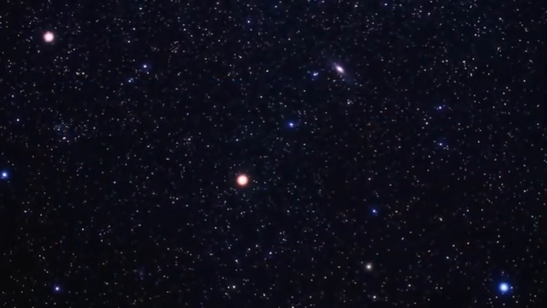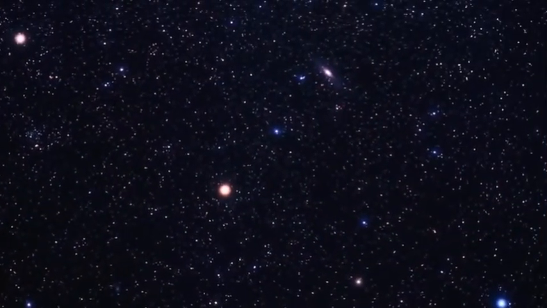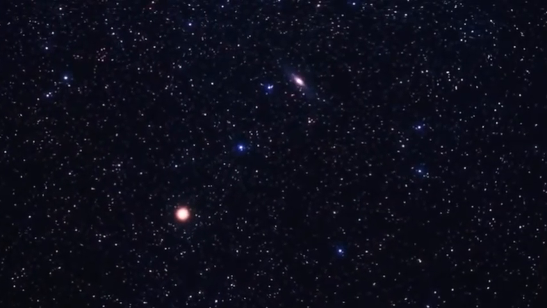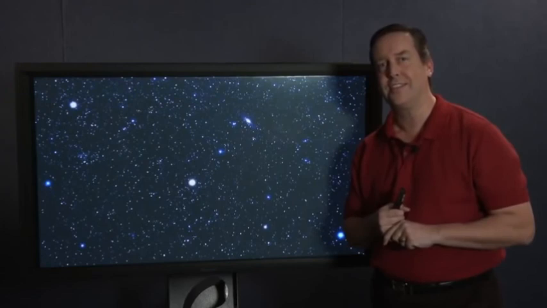And it is amazing to look out at the night sky and see an object that's 2.5 million light years away, the most distant object that you can see. But remember, it's headed straight towards us.